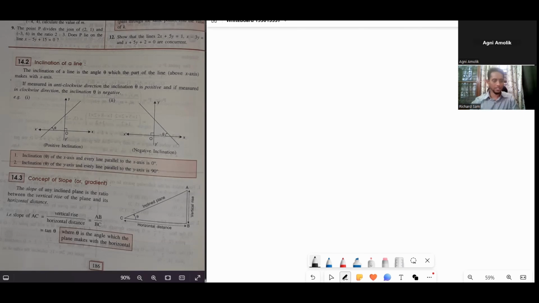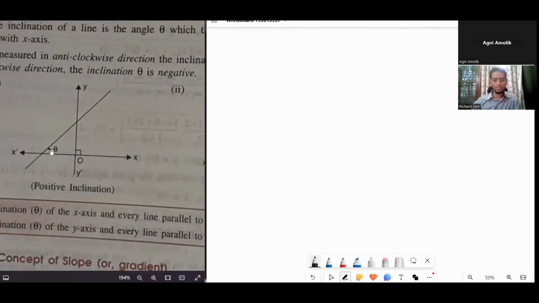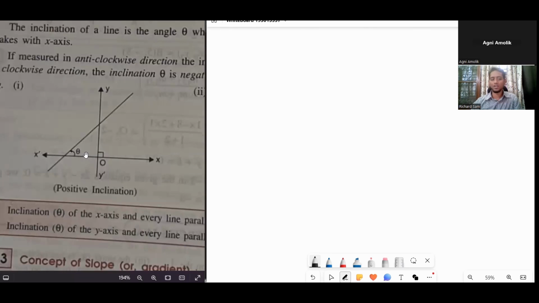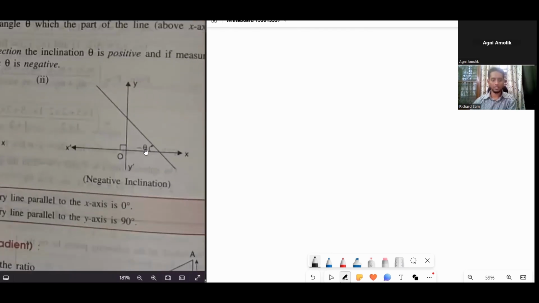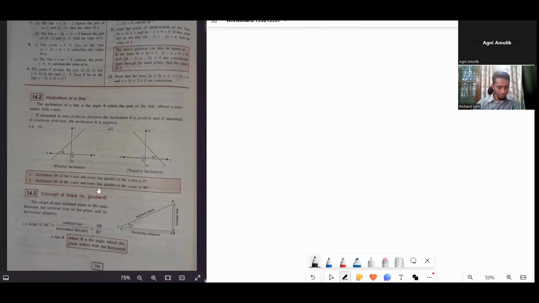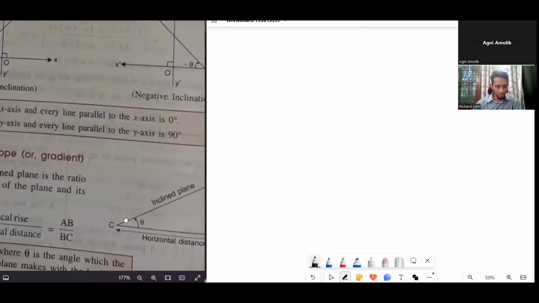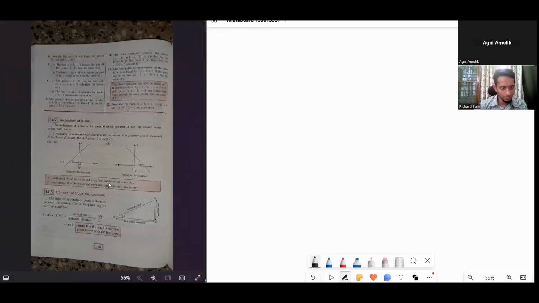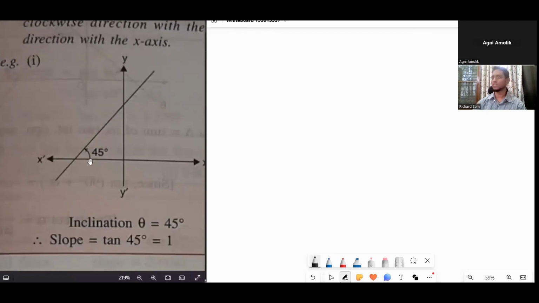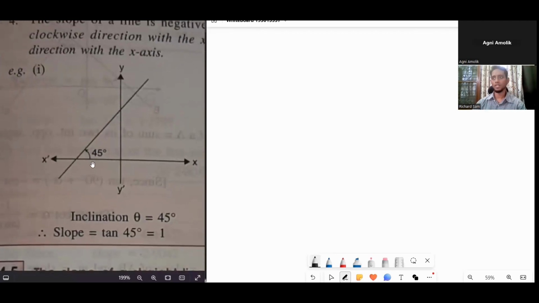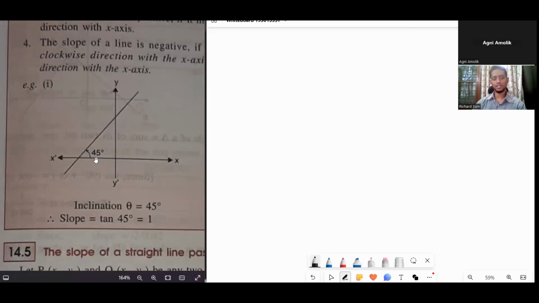the right side. Okay, you see this picture over here? See how the angle is measured? It is on the right side of the line, not on the left. Because if you measure on the left, then that is negative inclination. Don't do that. Okay. See here, what is the inclination here? 45 degree. Okay. The inclination or the angle is represented by the alphabet theta. Okay. So here theta is equal to 45.